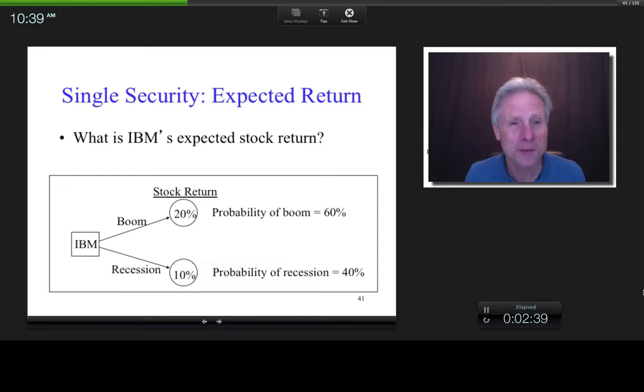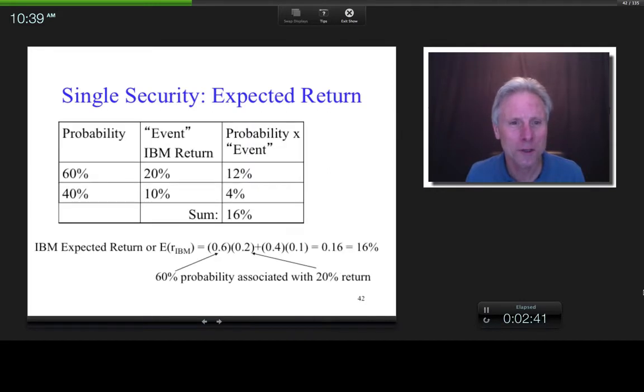The new event is their return, right? So if we look at it like this, there was a 60% probability of a boom associated with this 20%, a 40% probability of a recession associated with this 10%, multiply them and add them up over the range, and you get 16%. So in other words, IBM's expected return is 16%. And so we've achieved at least part of our goal. We figured out the expected return for a single security.